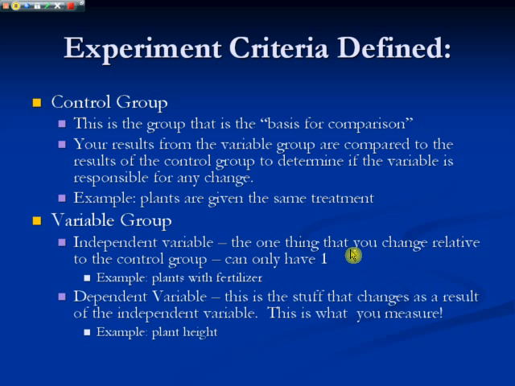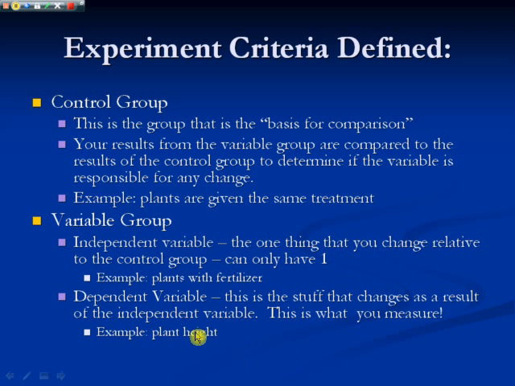So the independent variable is the one thing that you change relative to the control group, and you can only have one independent variable. For example, that's the plants with fertilizer. Now, the dependent variable, that's the stuff that changes as a result of the independent variable. That's the thing that you measure. So, for example, we're going to measure plant height.